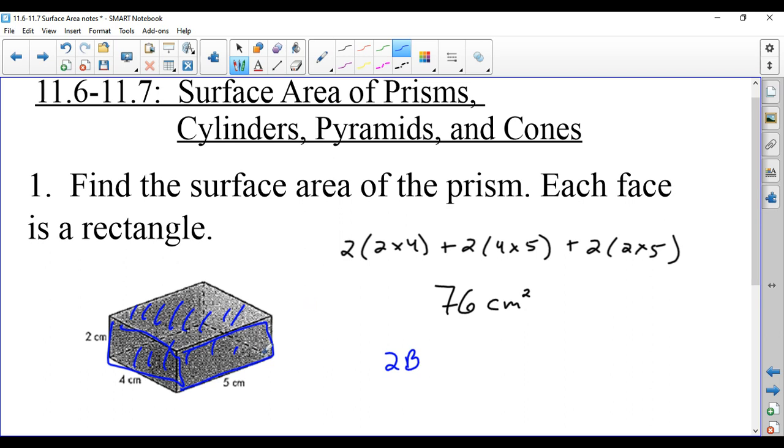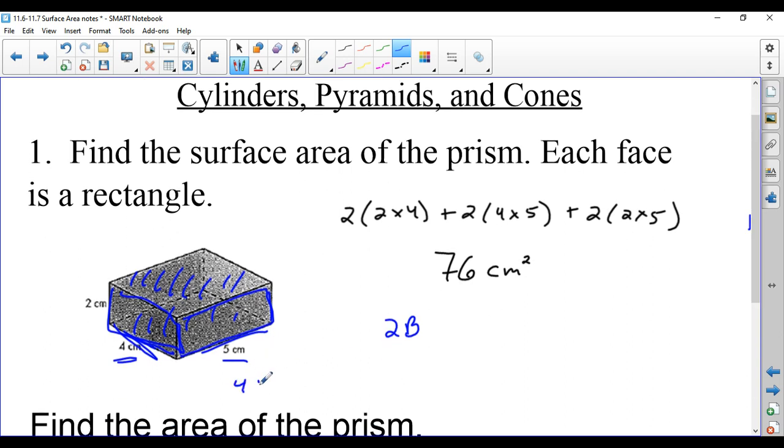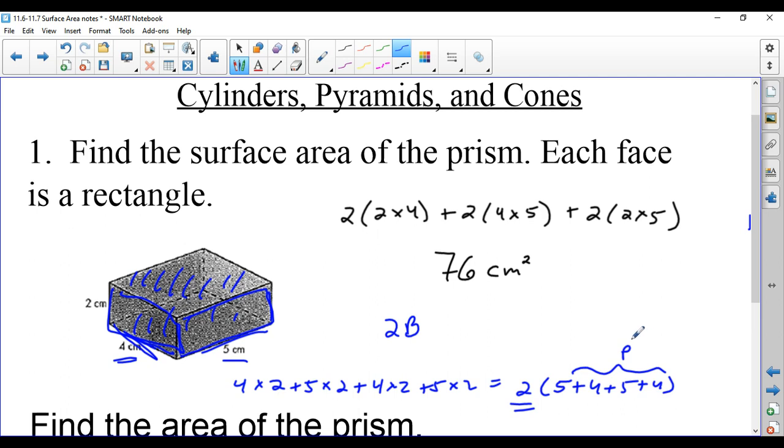And in every single prism, if they are right prisms, which is what we're working with, all of those faces would be rectangles. And each of those rectangles would have a side length that is one of the sides of the base of the prism. So if we're multiplying each of these bases times 2, we're multiplying 5 times 2, 4 times 2, and then we're doing that again. If we factor out that 2, it's the height of 2 times the perimeter of the base.